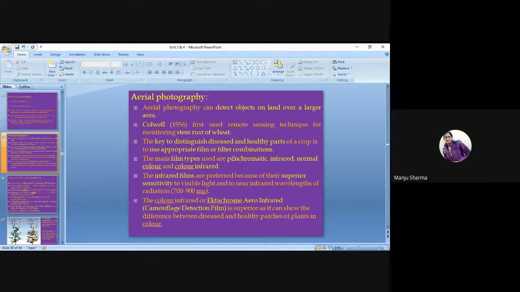So there is the color infrared, or Ektachrome Aero infrared.